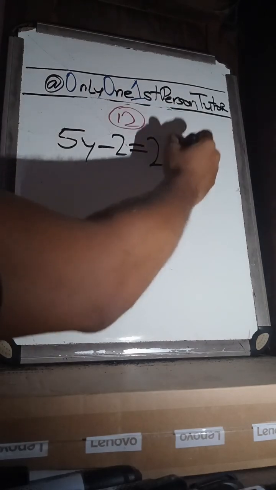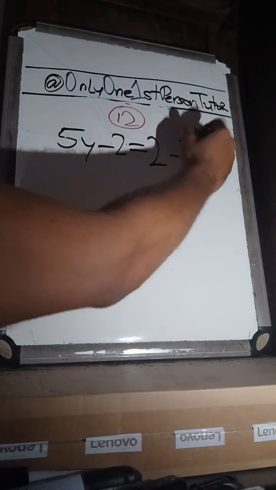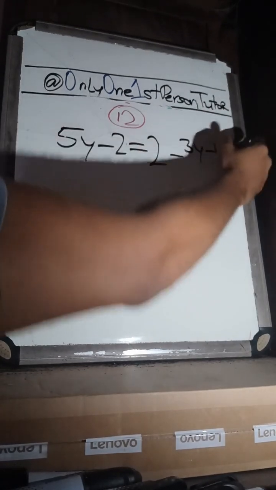Number 12. What'd it say? 5. Let me just write y instead. 5y minus 2 equal... Equal what? Oh, this one. Okay, yeah, this one. You have to be careful with this.